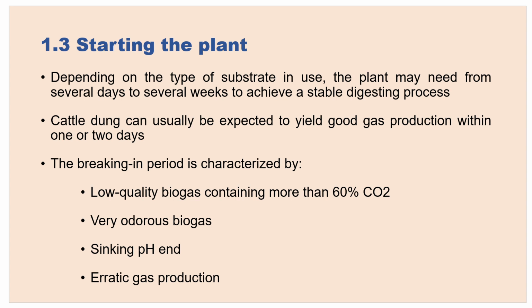Before that, we have to allow some of the gas to leak out, because in the initial stages the gas will be low quality biogas containing more carbon dioxide, and it will be very odorous. Then erratic gas production will be there. Depending upon the feed material or substrate that we use in the biogas plant, the number of days after which the biogas production stabilizes may change. If we are using cow dung, then a good yield of biogas can be achieved within 2 to 3 days of the initial starting of the biogas plant.